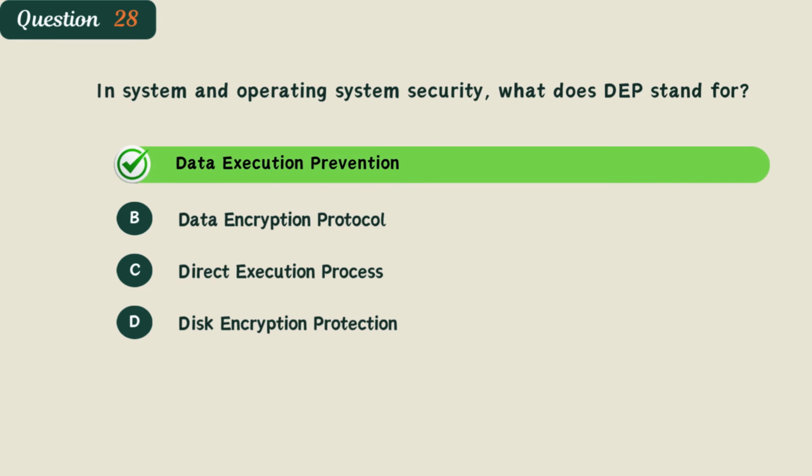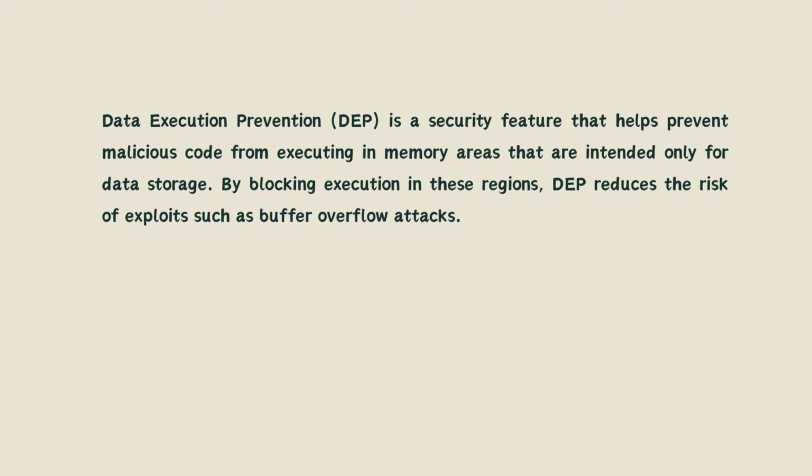Correct answer. A. Data Execution Prevention. Data Execution Prevention, DEP, is a security feature that helps prevent malicious code from executing in memory areas that are intended only for data storage. By blocking execution in these regions, DEP reduces the risk of exploits such as buffer overflow attacks.